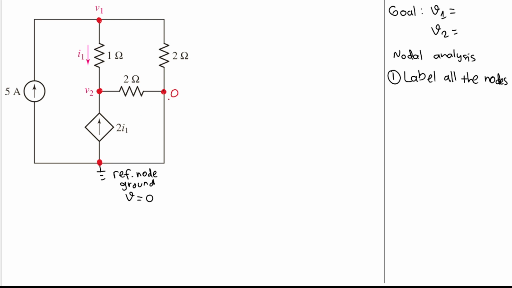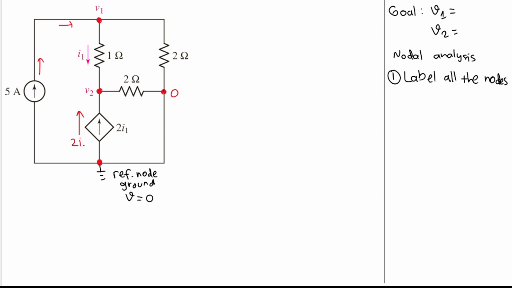Also, I want to extract some more information from this circuit. In this branch, we have a 5 ampere current source. It goes up here, then eventually goes to the right and into this node V1. Then let's see this branch here. We have a dependent current source with the direction going up. So in this branch, the current will be going up like this, with the magnitude of 2I1.